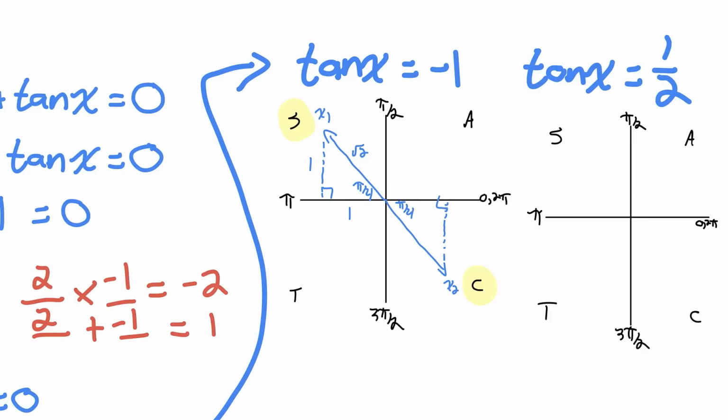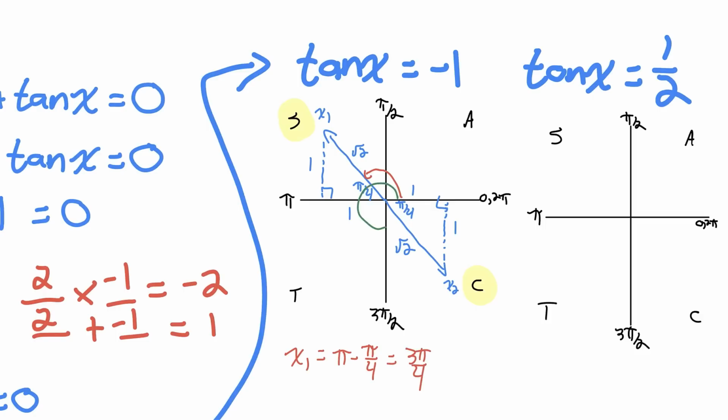So the reference angles are both pi over 4. And I know the tan ratio is going to change to negative because it's in two quadrants where tan is negative. So my first answer goes from the initial arm to that first terminal arm, which is pi over 4 less than pi. So I'll say x1 equals pi minus pi over 4, which is 3 pi over 4.